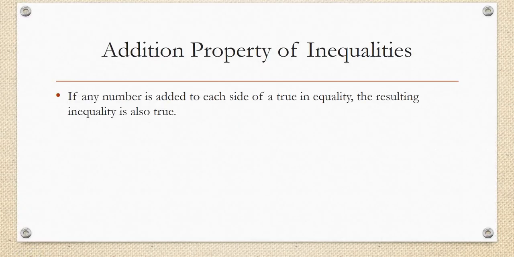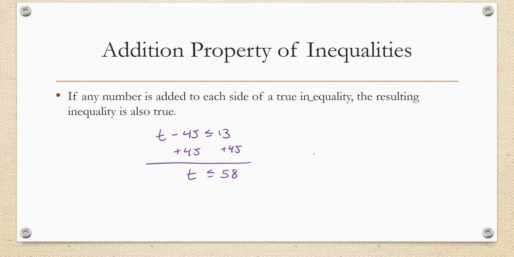The addition property of inequalities says that if any number is added to each side of a true inequality, the resulting inequality is also true. For example, if I give you the inequality t minus 45 is less than or equal to 13, if I add 45 to both sides, which is how I would solve an equation, I will get t is less than or equal to 58, and that is true. So we just have to plug in to see what happens.